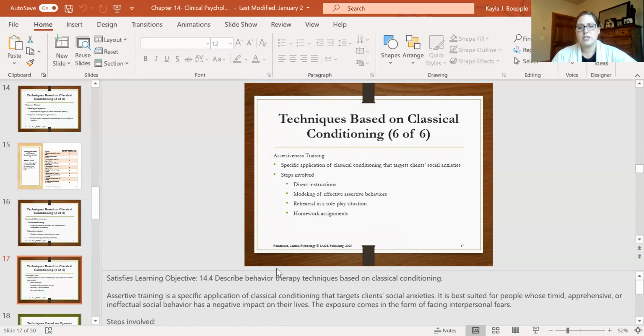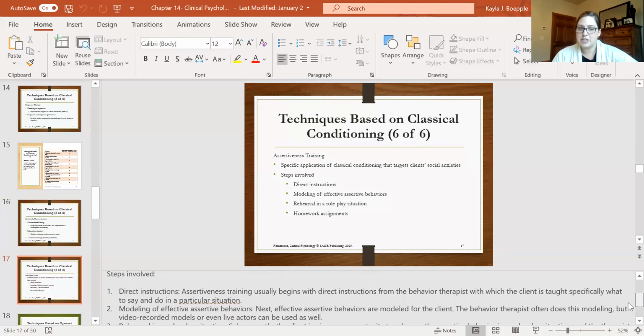Sometimes we can also focus on assertiveness training, and it's a specific application of classical conditioning that targets clients' social anxieties. It is best suited for people who are timid, apprehensive, or suffer with social behavior that has a negative impact on their lives. The exposure comes in the form of facing interpersonal fears, so fears of building those personal relationships with other people.